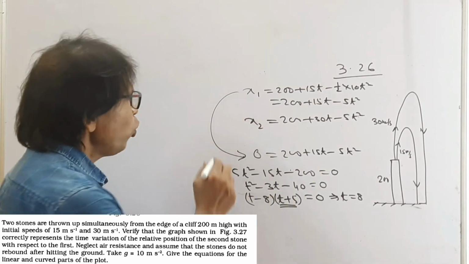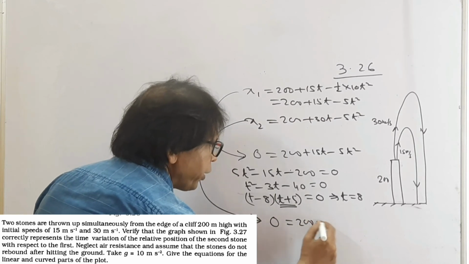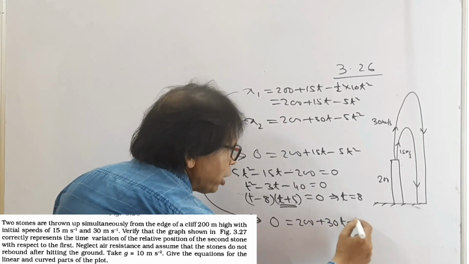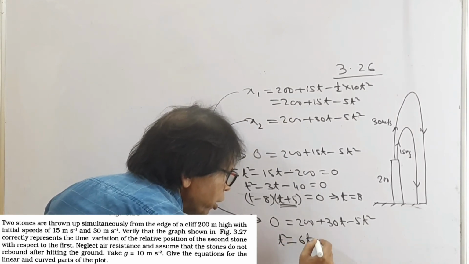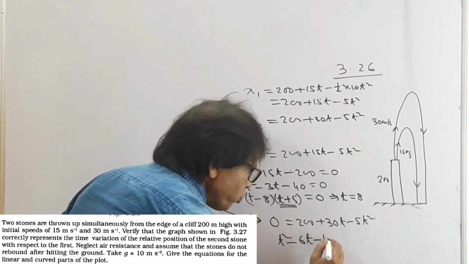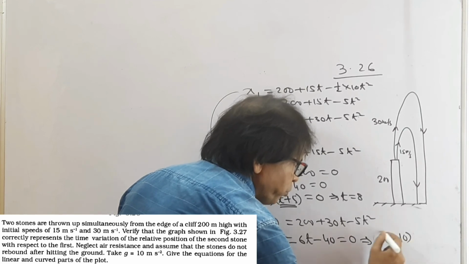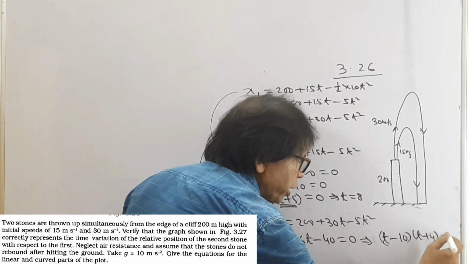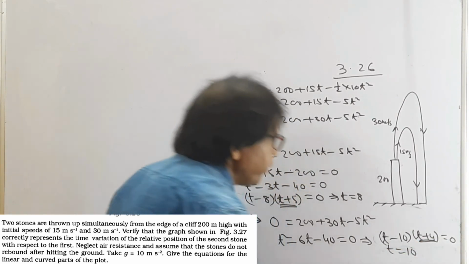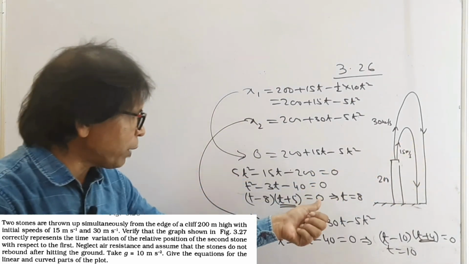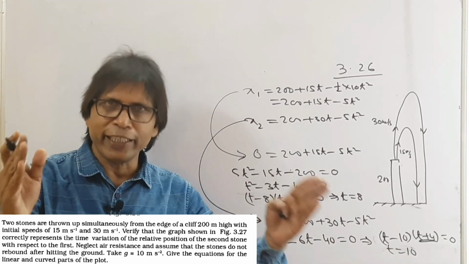In the same way, we have to calculate the time of flight of the second particle. 0 equals 200 plus 30t minus 5t square. So look at this, t square minus 6t minus 40 equals 0. Now this can be written as (t minus 10) into (t plus 4) equals 0. So t plus 4 is not 0. So t equals 10 seconds. Therefore the time of journey of the first particle is 8 seconds and the time of journey of the second particle is 10 seconds.